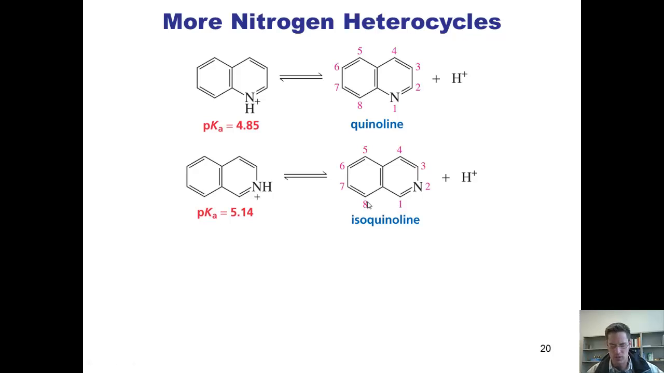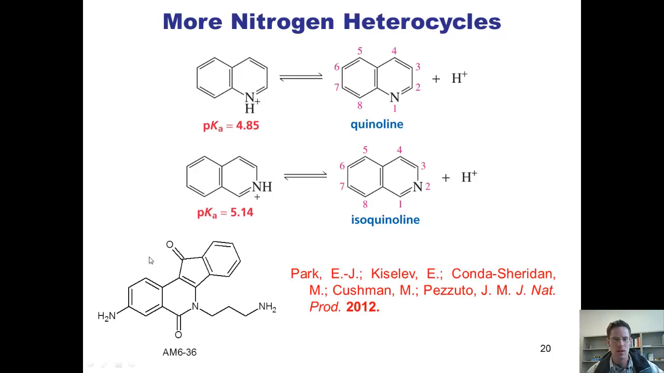Now, isoquinoline should look familiar to those of you who are in my lab class because it is found at the core of this potent anti-leukemia molecule, AM636, which we discussed in lab as a potential group synthesis project. Note the isoquinoline core buried right here inside the molecule's lower left-hand ring structure.